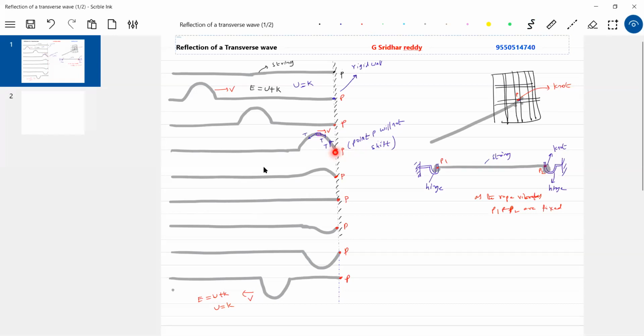Point P is like a point on a rigid wall. As it is on a rigid surface, it should not undergo displacement under the action of an external force. The tension in the rope will try to pull it up, but as it is rigid, it will not undergo displacement. Then the tension on these segments will be acting down. Therefore, the elements will start moving down. And at one instant, the rope will be horizontal.